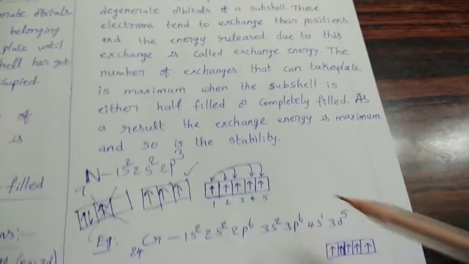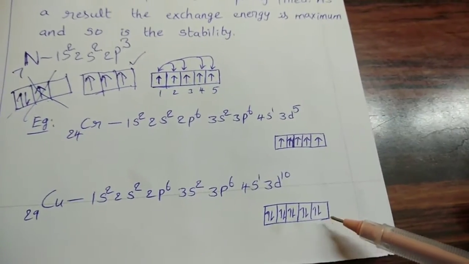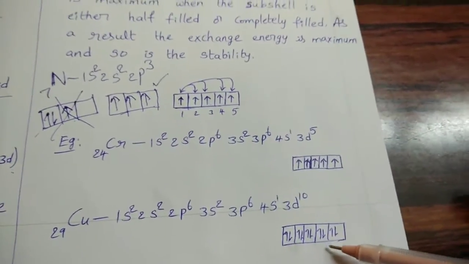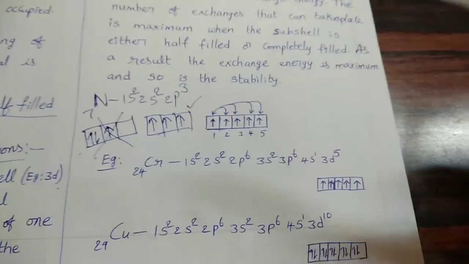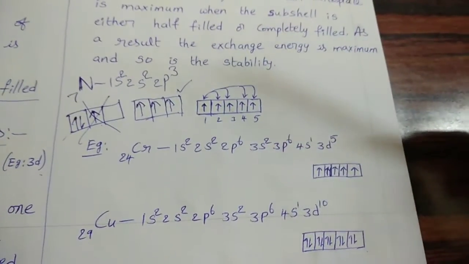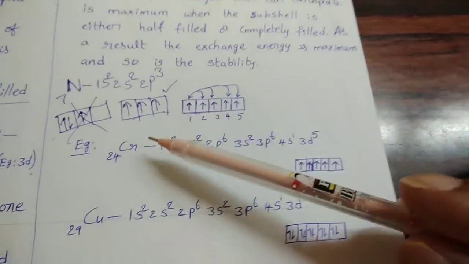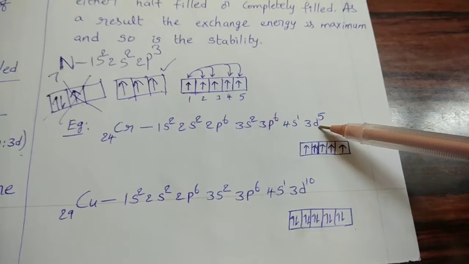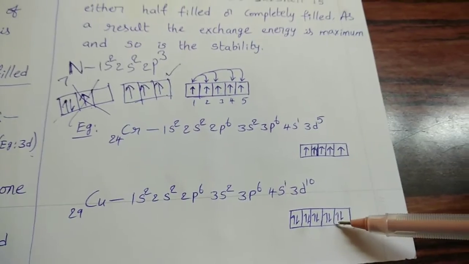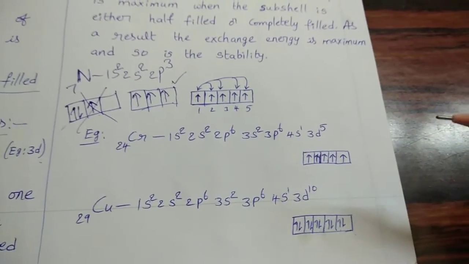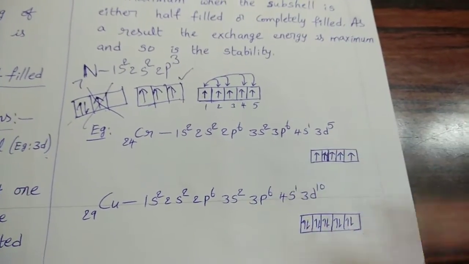If more unpaired electrons or more completely filled orbitals are there, more number of exchanges are possible. That means more energy is released. Because of this exchange energy, the stability of the atom increases. That is the reason chromium has a half-filled configuration and copper has a completely filled configuration. This type of configuration is present in these elements. They have extra stability due to symmetrical distribution of electrons and exchange energy.